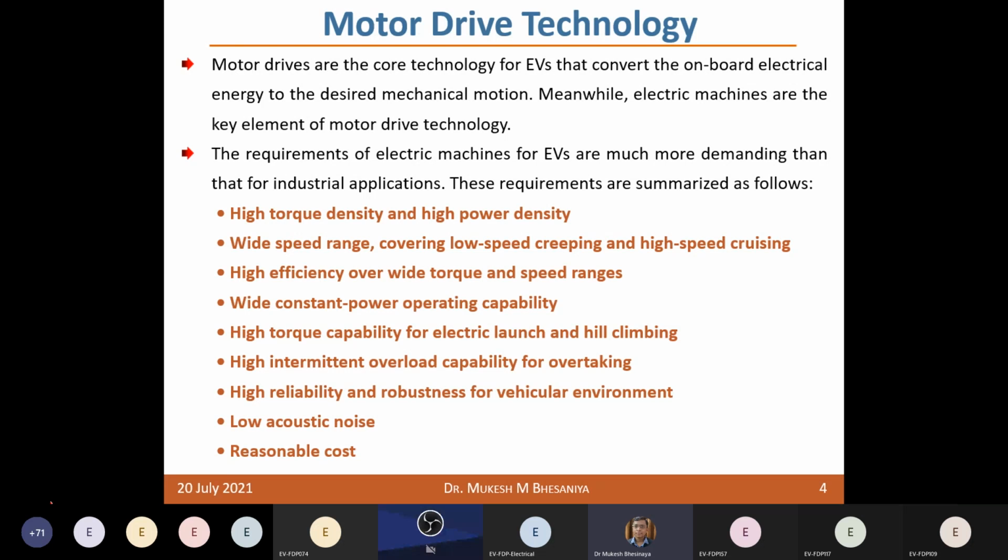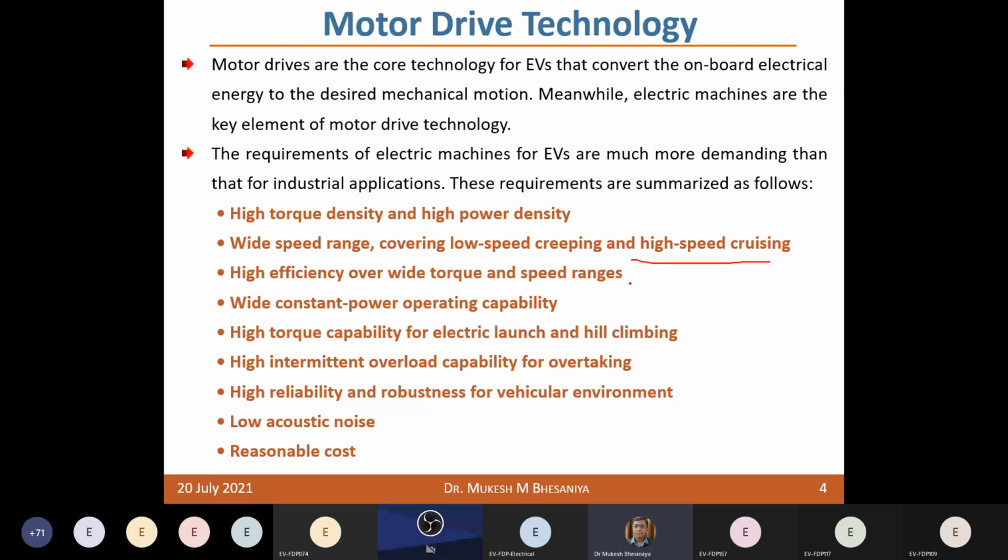Okay, so when you talk about the type of machines used for the EV, or specifically what we call a pure EV, there are certain requirements. These are some of the requirements, and I'll quickly go through them. One requirement is high torque density and high power density. Wide speed range covering low speed creeping and high speed cruising, right? High efficiency over wide torque and speed ranges.